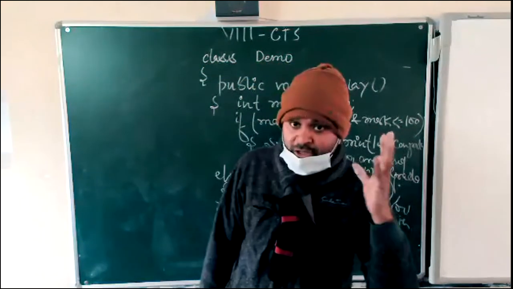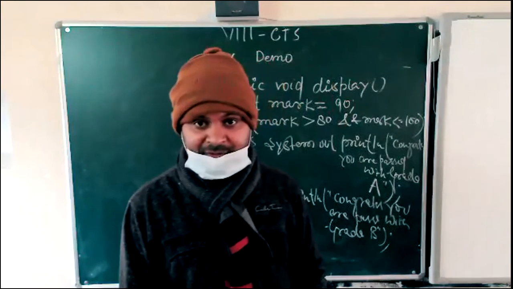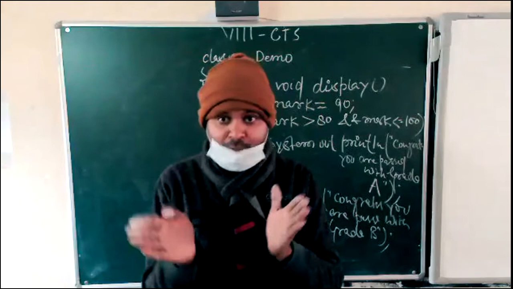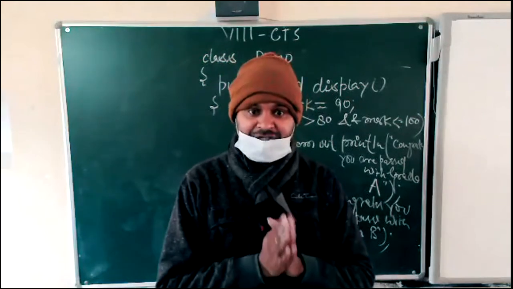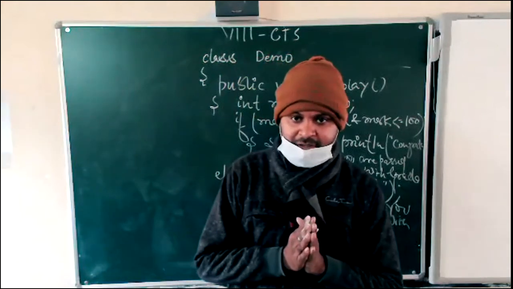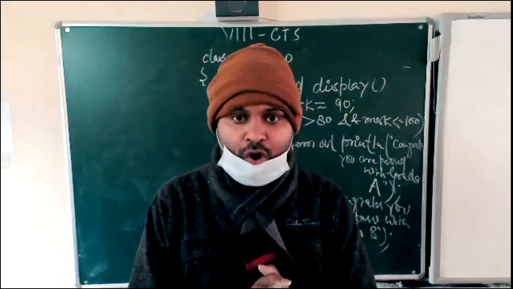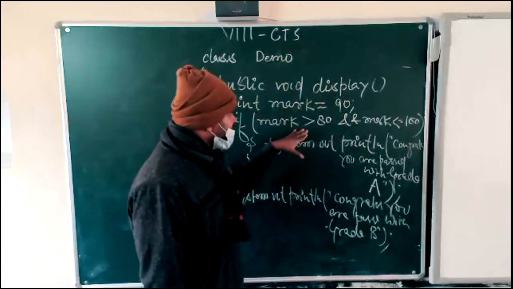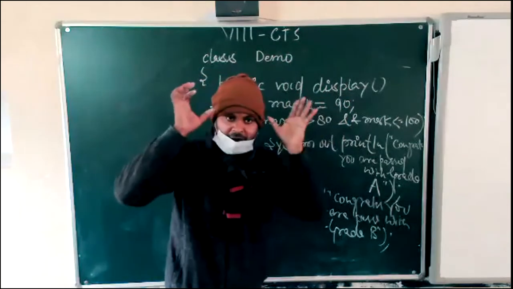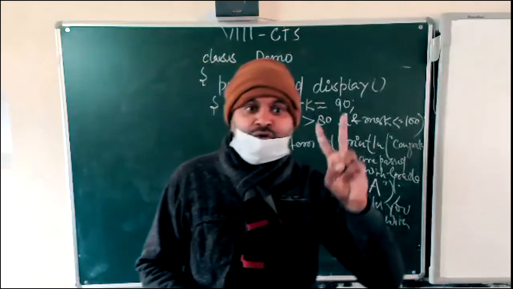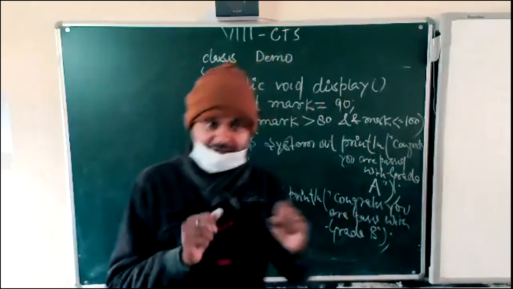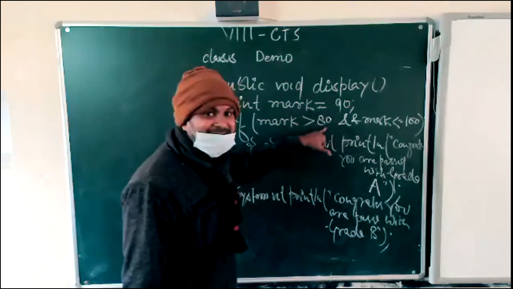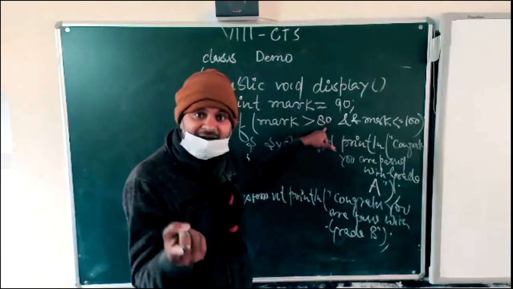So here the role of logical operator comes. Logical operators are used to join 2 or more relational expressions. You can see, since here in our concept it came that we need to create 2 conditions. First condition was if the mark is greater than 80. First condition, and second condition also is there.